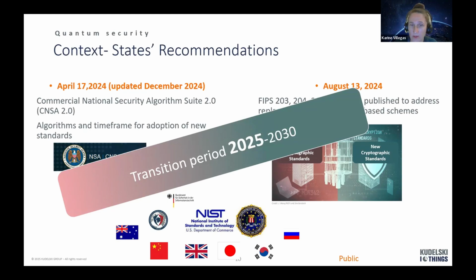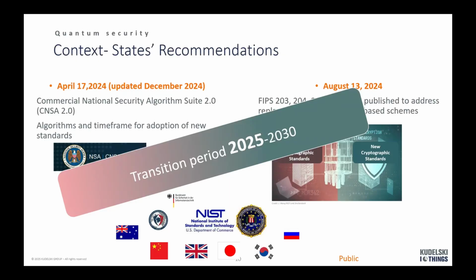But there is one thing on which they are all aligned: the transition period, which shall start this year because we are in 2025 now, and which should be finalized by 2030. And depending on the countries, RSA and ECC-based cryptography will be considered as disallowed and deprecated after this date.